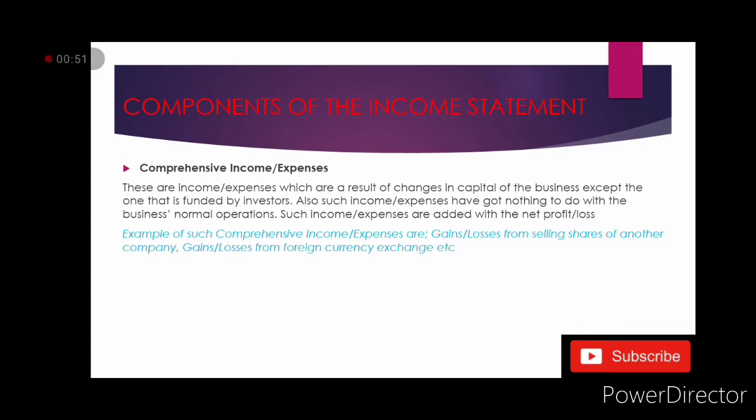So we know that the business has got capital right now, right? Yes. So however the business decides to use that capital, of course with the aim of maximizing profit.